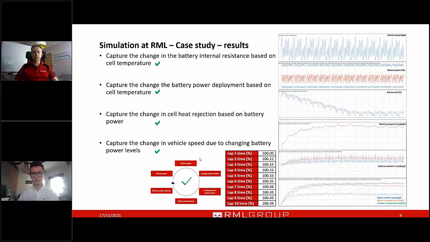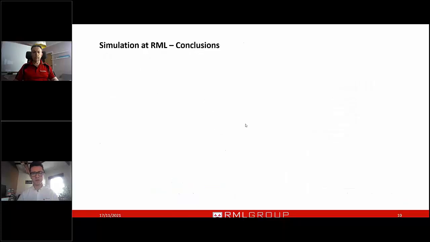Because, as I said, for us, having this closed loop causal chain leads to more accurate results, and we have proved that in the past in the projects we've worked on, including this. So to summarize, ChassisSim has become a key component of RML simulation capabilities.